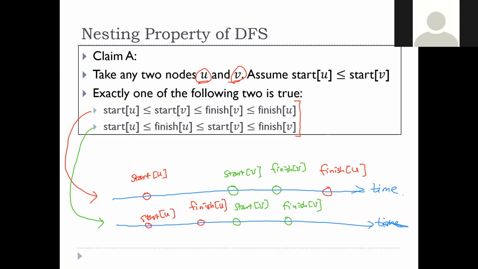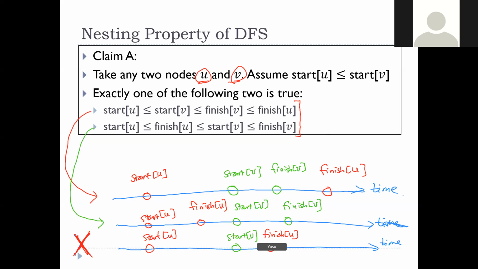So what is not possible? The following is not possible. Let me use the red color to show that this is not possible. You start U and then you finish U here, but then you start V here and you finish exploring V here. So this last case is not possible during the DFS traversal.